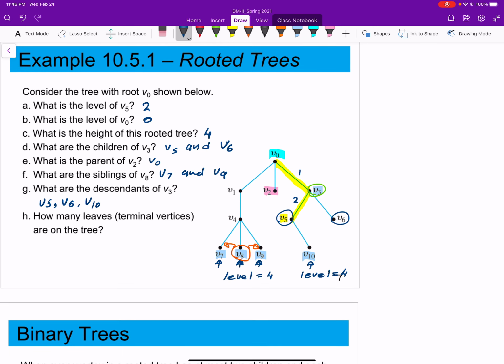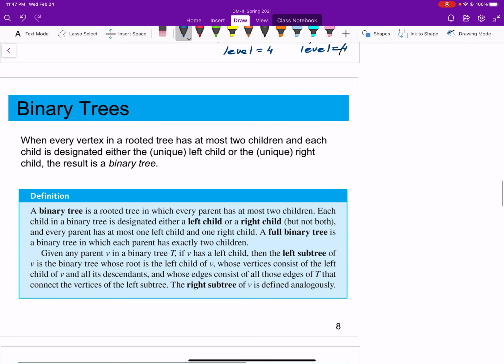Leaves are the terminal nodes. You have to count how many terminal nodes are there. This is a terminal node, that's a terminal node, this is a terminal node, terminal node, terminal node. There are 5, let me count. Okay, there are 6 terminal nodes. Terminal nodes are leaves. Okay, terminal nodes do not have children. Okay, so those are the answers for this example. Let's move to the next slide.